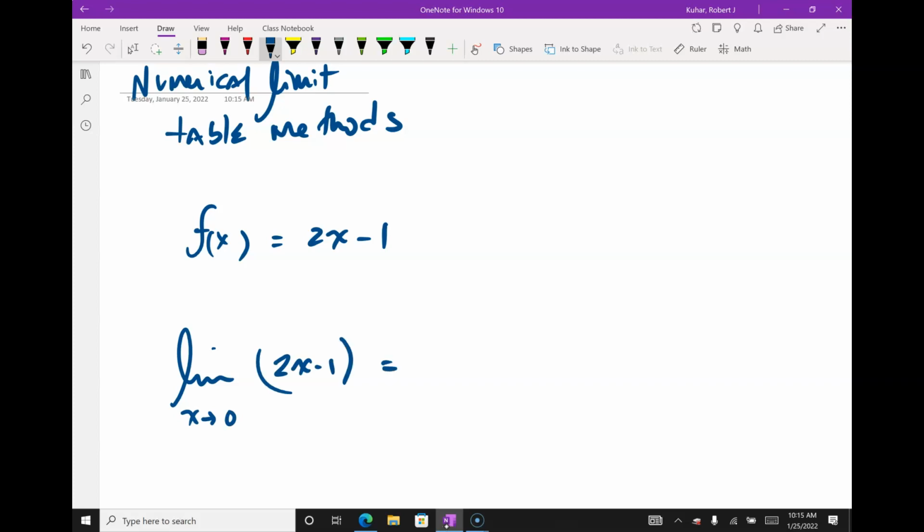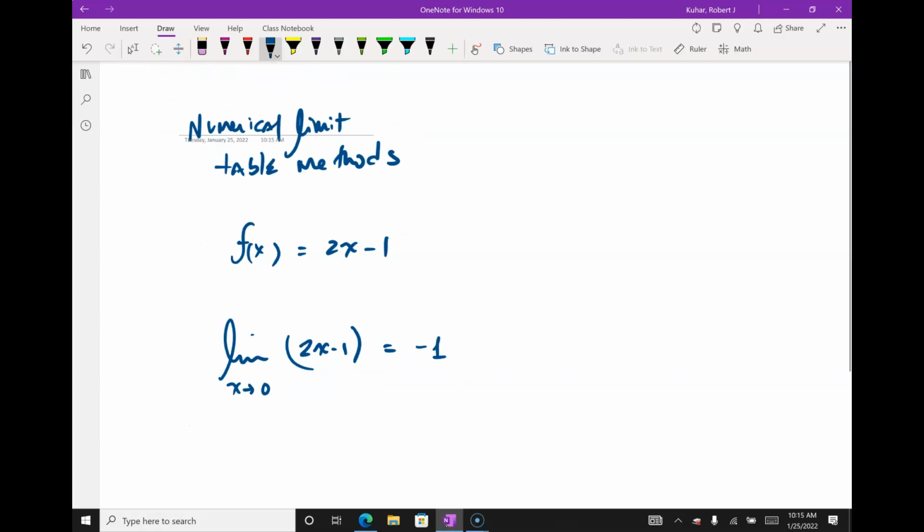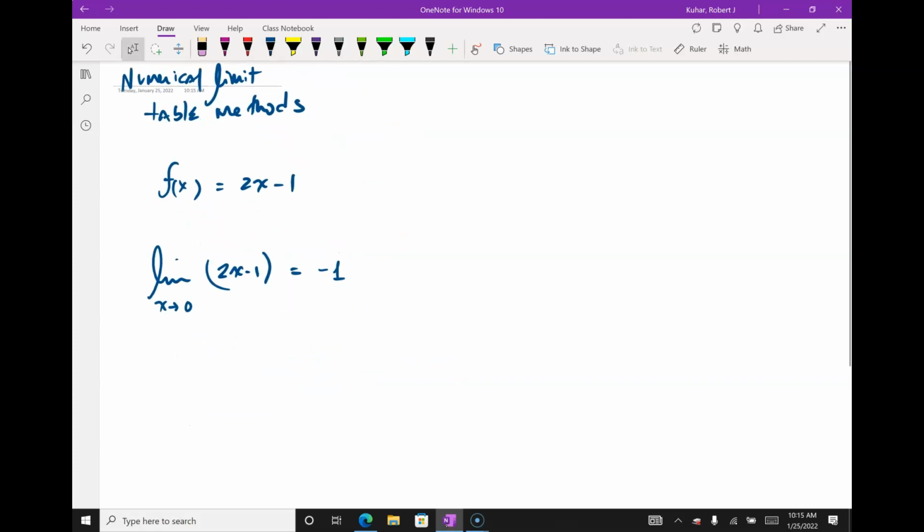Now this one I can just plug in, right? This one I can just plug in. And like I said, when you can just plug in, plug in. So what's my limit here? -1, yeah. But I want to see what it's like to do this on a table as well. So I have to approach from the left and from the right.